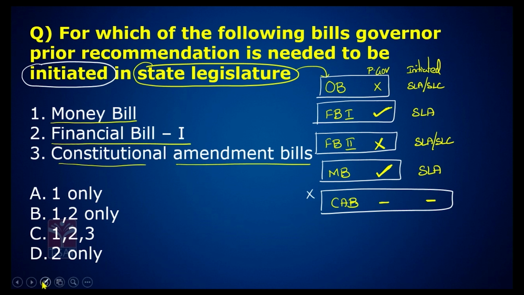Okay. Now look at the options. For which of the following bills governor prior recommendations is needed to be initiated in state legislature? Money Bill, yes, needed. Financial Bill Type 1, yes, needed. Constitution Amendment Bills are not initiated in state legislature only. So the answer is 1, 2. B is the answer. Okay.